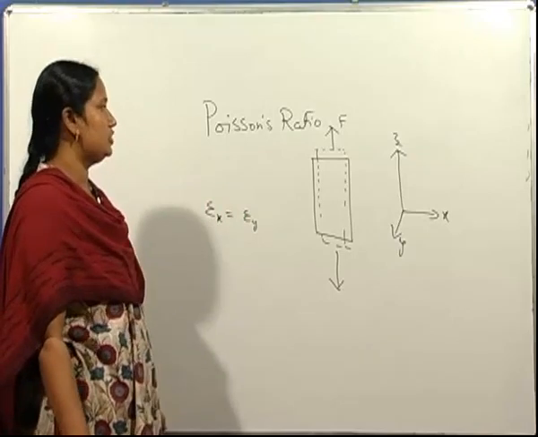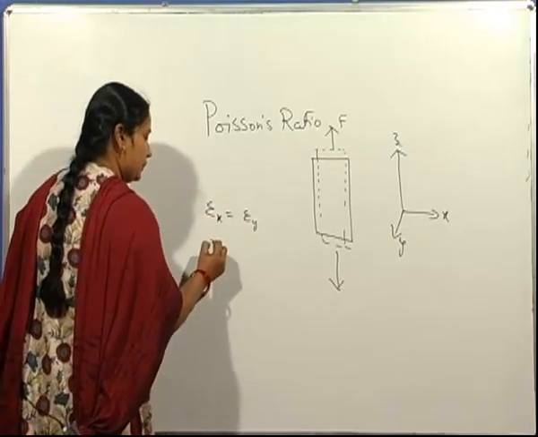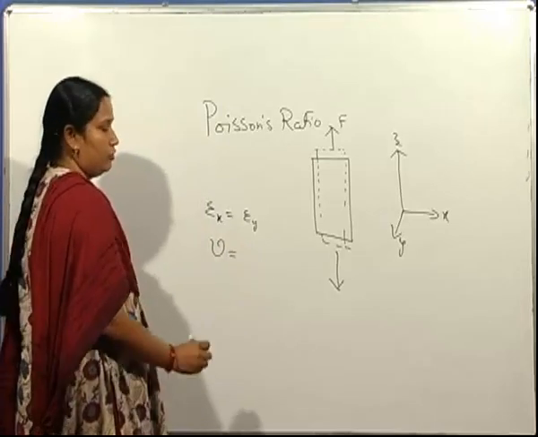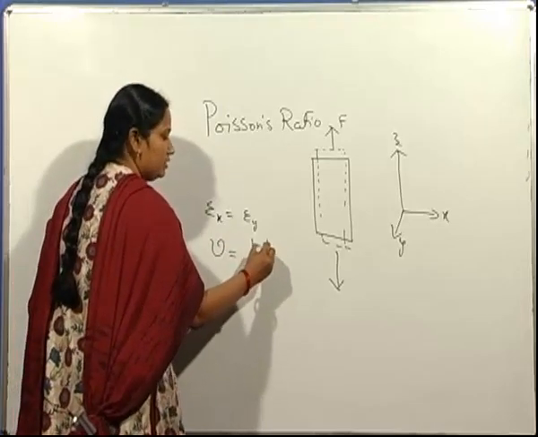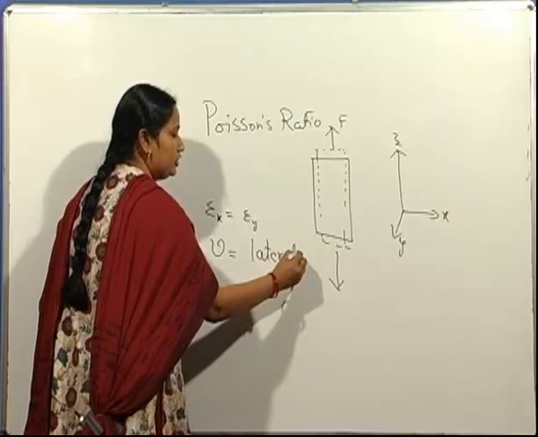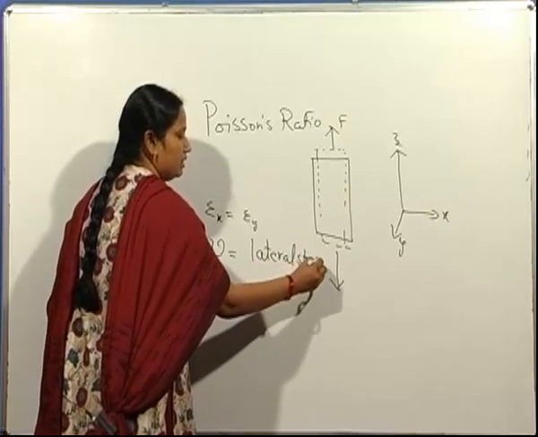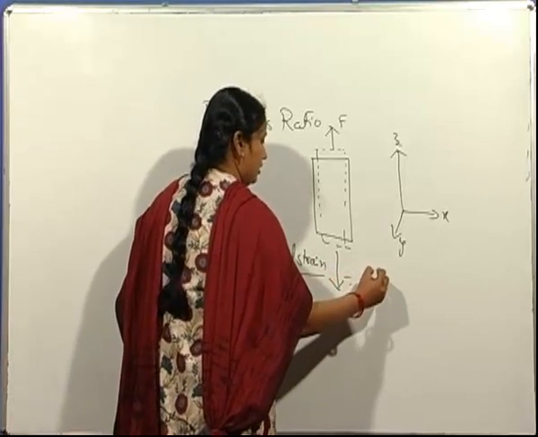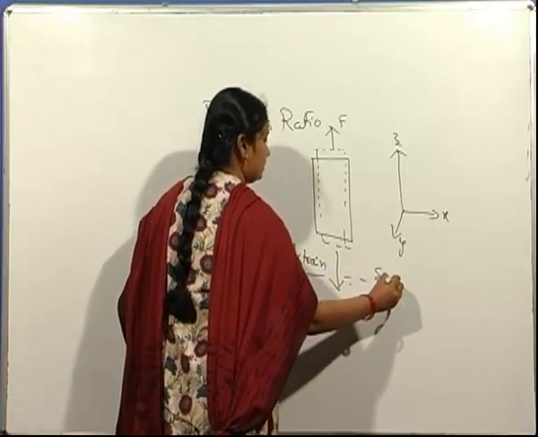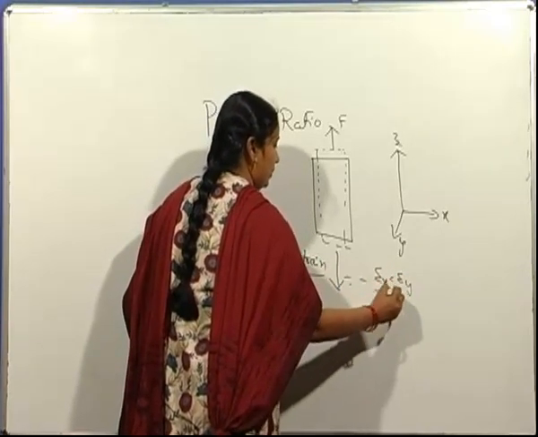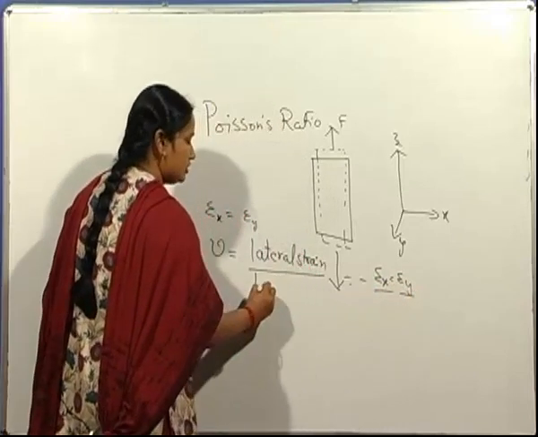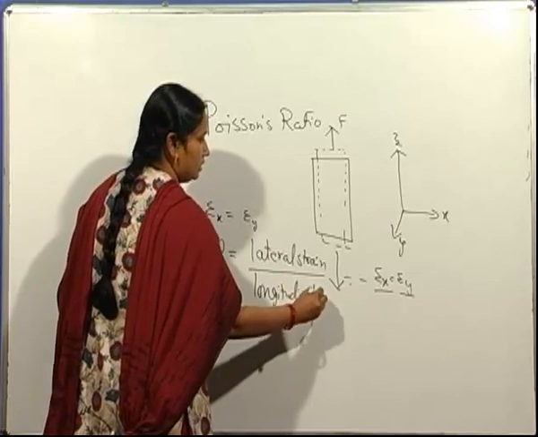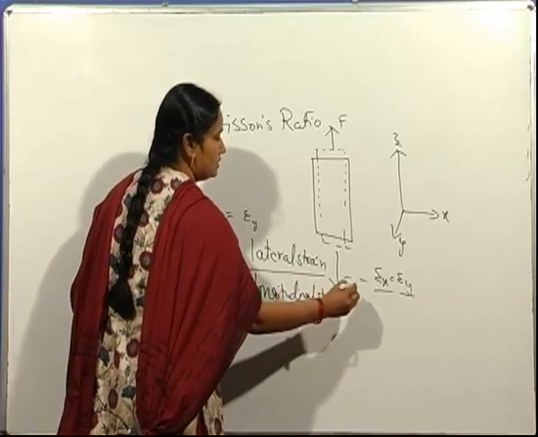So Poisson's ratio is represented by the symbol nu, and it is given as the ratio of lateral strain to the longitudinal strain. Lateral strain can be either epsilon x or epsilon y, divided by longitudinal strain, that is epsilon z.